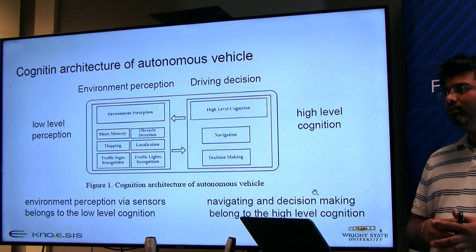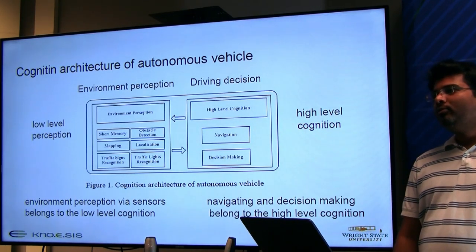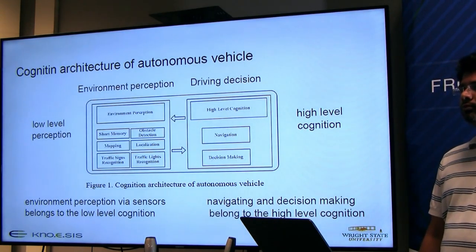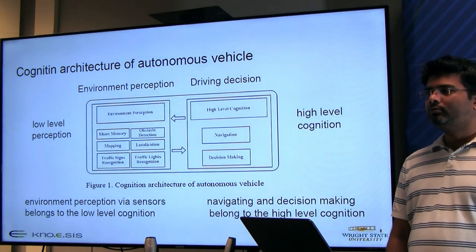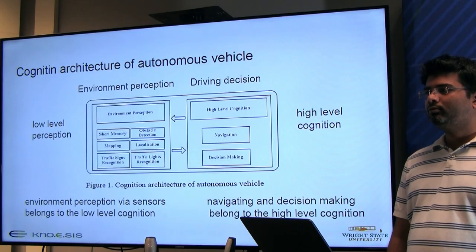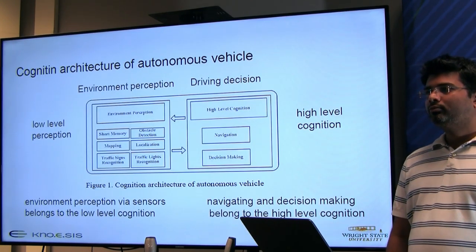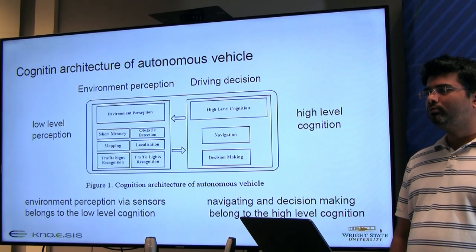What do you guys think about this division of responsibilities? Does that make sense to you? First you perceive the environment, and then you make a decision. Do you like that?